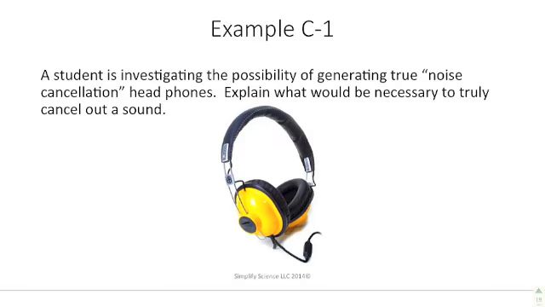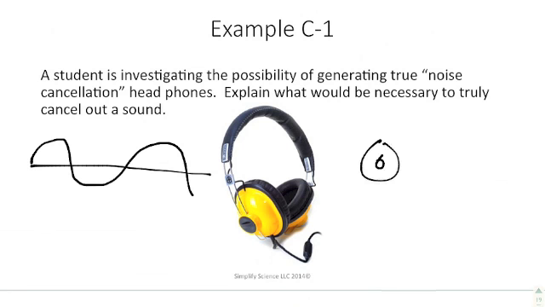So, example C1 says a student is investigating the possibility of generating true noise cancellation headphones. Explain what would be necessary to truly cancel out a sound. So a sound is a wave, which I'm going to draw as just kind of a transverse wave, even though I know it's a compression wave. If I have a wave that comes into my ear over here, okay, there's my ear, the only way to truly cancel out that sound is to produce a second wave that is the exact opposite. So whereas this wave comes in like this, I would need to produce a second wave that is the exact opposite of what I should be hearing, and as a result, those two things will cancel each other out.